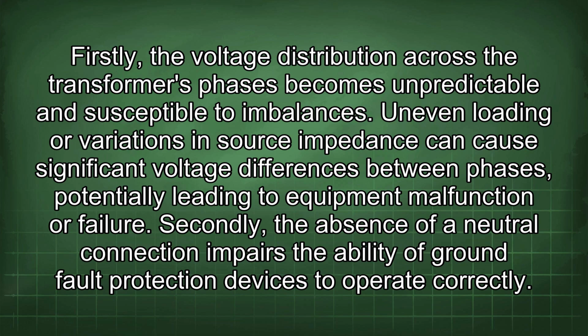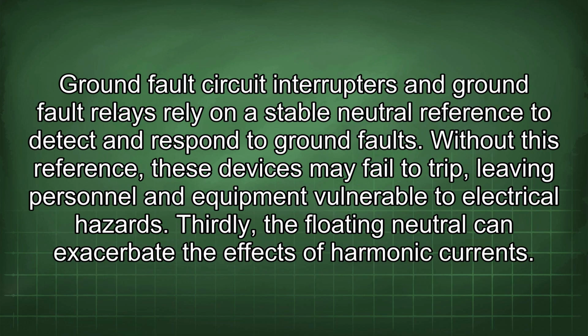Uneven loading or variations in source impedance can cause significant voltage differences between phases, potentially leading to equipment malfunction or failure. Secondly, the absence of a neutral connection impairs the ability of ground fault protection devices to operate correctly. Ground fault circuit interrupters and ground fault relays rely on a stable neutral reference to detect and respond to ground faults. Without this reference, these devices may fail to trip, leaving personnel and equipment vulnerable to electrical hazards.